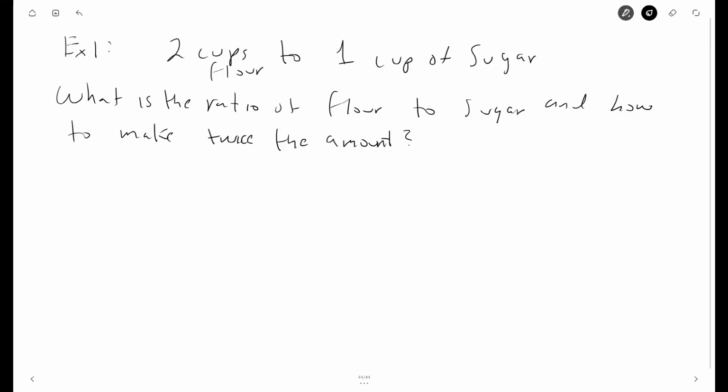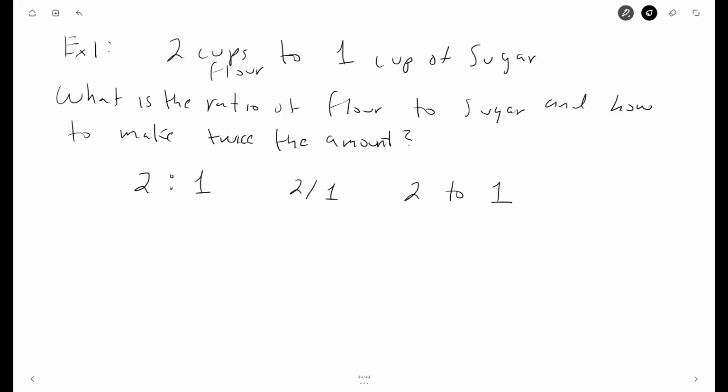Okay, so the ratio, I wrote it here. We're going to write it in three different ways. We can write it as 2 to 1. We can write it as 2 over 1. We can write it as 2 to 1.